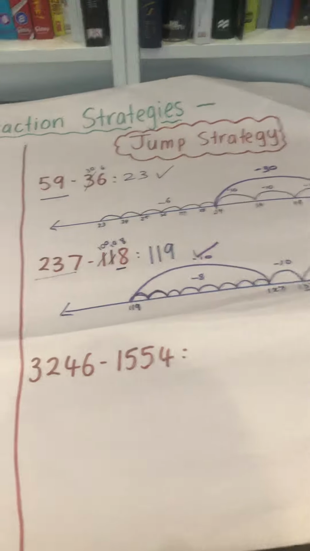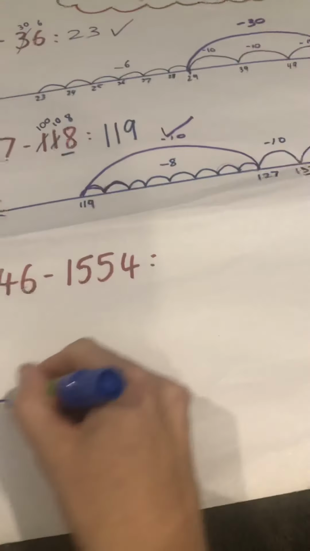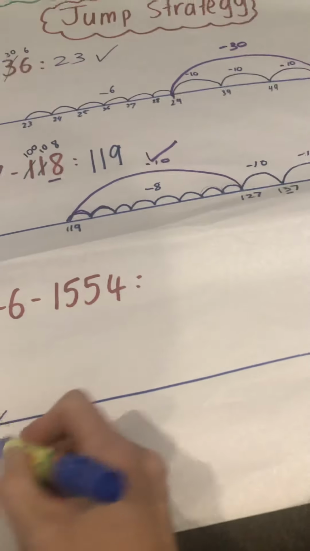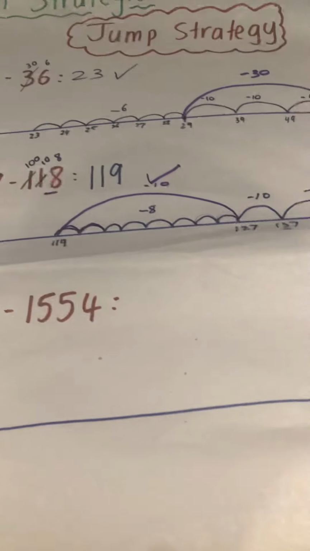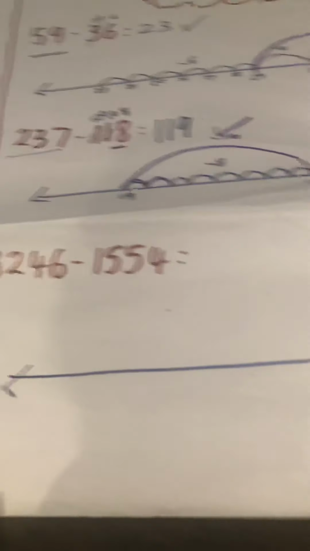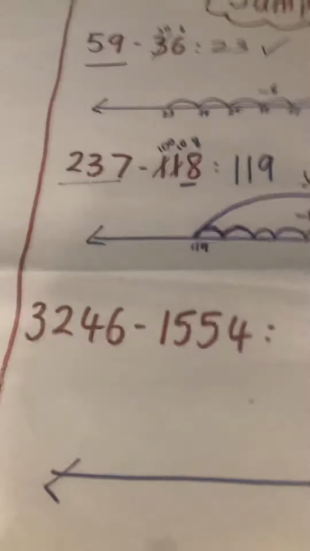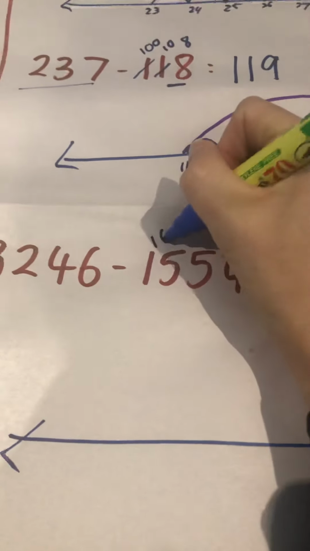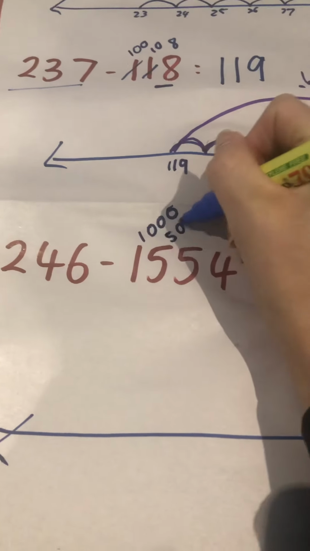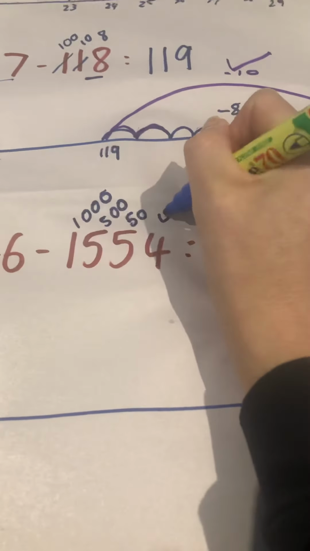All right, let's do our 4-digit number. Again, first step, writing your number line, placing your first number, okay, at the end to the right. All right, let's have a look at our second number for our place value. So we've got a 1,000, a 500, a 50, and a 4.